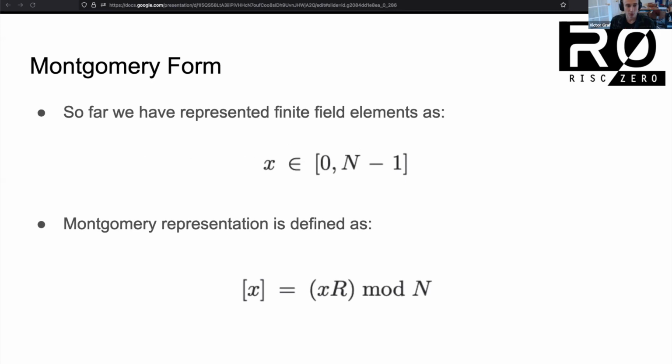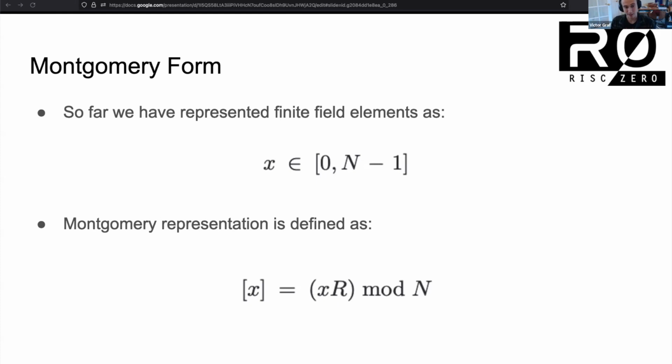So this is kind of the most intuitive way to think about a finite field, but it's not the only way I think about it. Montgomery representation basically represents numbers as their classical representation times R mod n. So the representation will still be a number from 0 to the modulus. So it's still, for example, a 256-bit number if it was before.